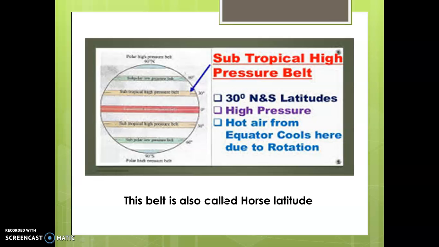But what is the explanation behind this? During the colonial days, earlier, people used to think that the sailing ships used to carry horses from Europe to West Indies. But due to the absence of wind, the ships were forced to unload their cargo of horses in the open sea. This unloading of horses helped the sailors to make their ship lighter and proceed further. So this latitude is called horse latitude.